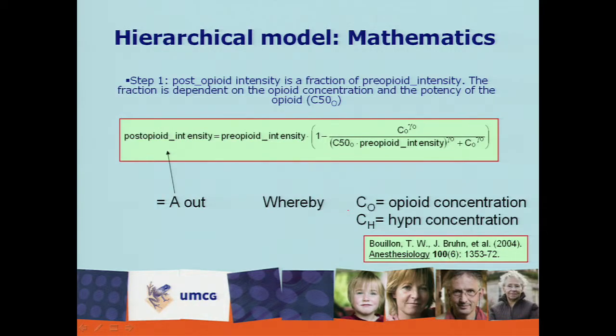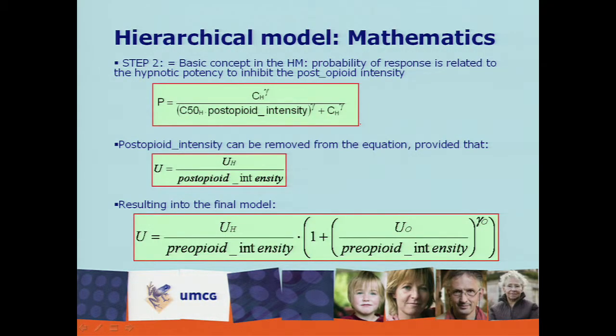But just to give you an idea, it's just the combination of what I draw in the figure: the post-opiate intensity, that's the first step, being the pre-op intensity plus a concentration term describing the potency of your opiate. That's your first step. And of course, then you need to go to the next level, being the second part of your model, and that's resulting in the final model.